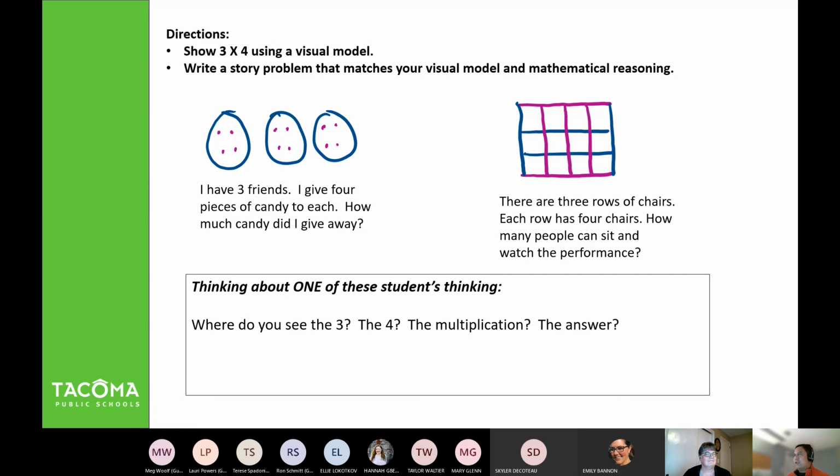Where do you see the 3? Where do you see the 4? Where do you see the multiplication? And where do you see the answer? Just take a minute to look at that and get a sense of how you would answer those questions.